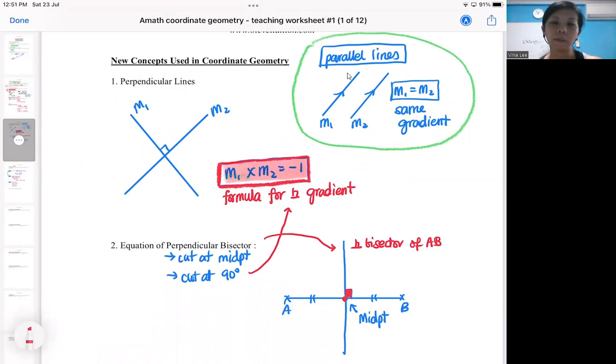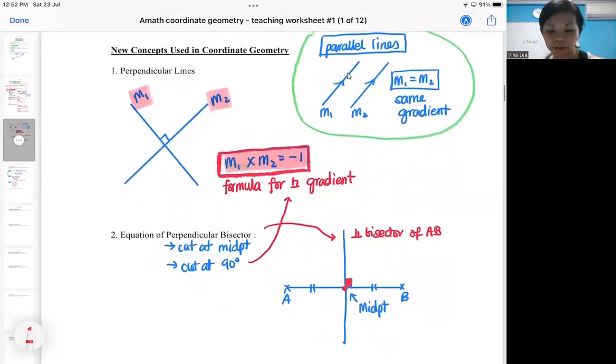So when 2 lines are perpendicular, obviously their gradients will not be the same. Okay, so if you look at m1 and m2, one line is going up, one line is coming down. So it doesn't make sense that they are the same. So of course they are not the same. And so they follow the formula: their multiplication of the gradients will be equal to -1. Okay, so later on there will be some examples to illustrate.